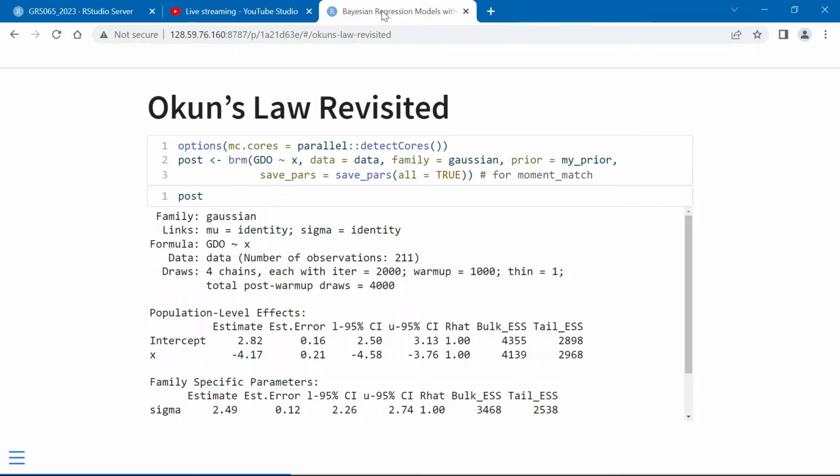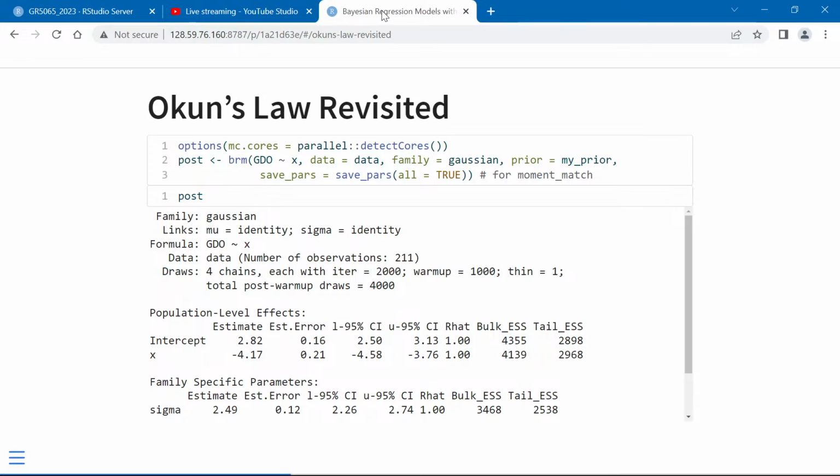You get the bulk and the tail effective sample size. You can get those from rstanarm as well if you do summary. These, again, are estimates of the effective sample size concept that we have talked about before. These sort of separate out the effective sample size into the center of the distribution and the tail of the distribution.